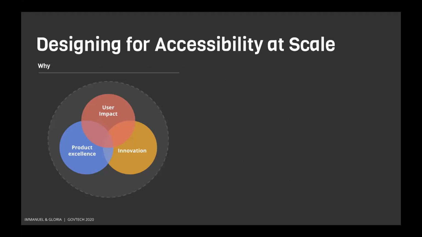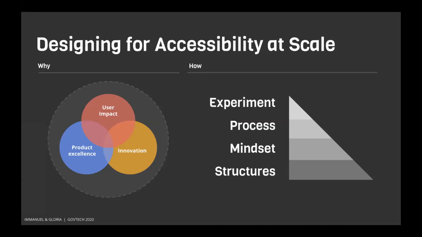So we shared about our why, why do we design for accessibility within our organization. It's really about the user impact, product excellence, and looking at it from an innovation angle. We also shared our process on the how, right? How do we experiment? How do we shift and change processes, mindsets, and build structures? But I really want to leave you with a quote from this master of change himself.